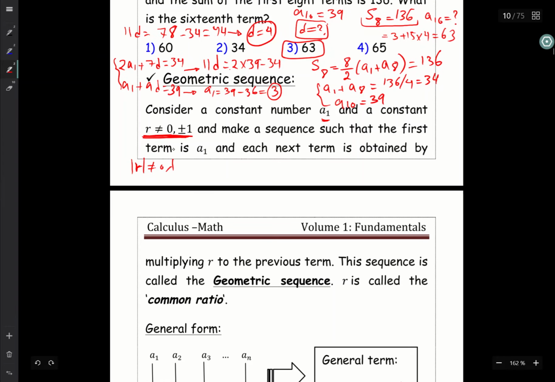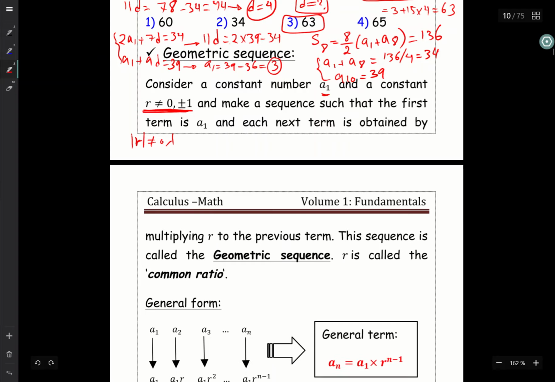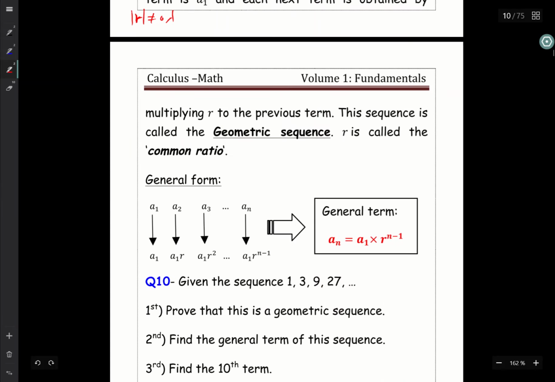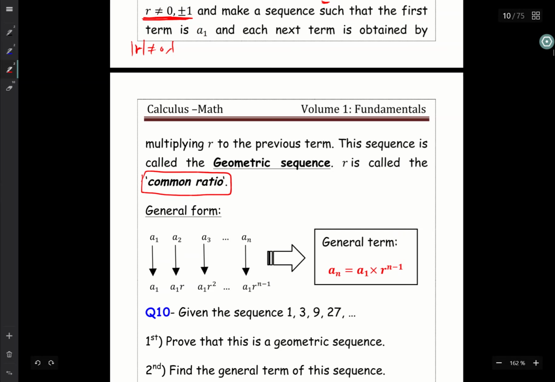And now we make a sequence such that the first term is A1, and each next term is obtained by multiplying r to the previous term. This sequence is called a geometric sequence. This is a very important sequence in math. r is called the common ratio. It has different names, but let's call it the common ratio.